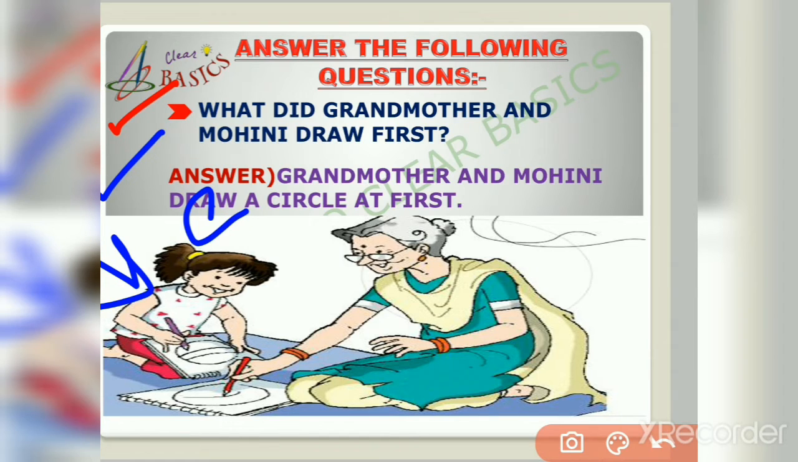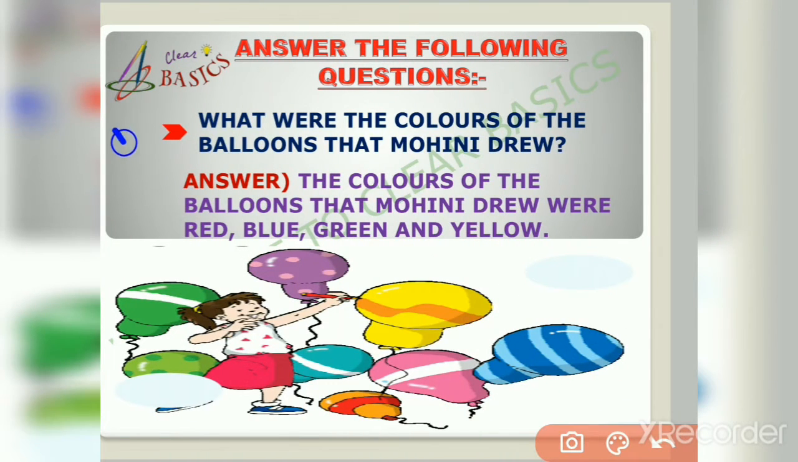Now friends, let us move on to our next question. Our next question is, what were the colors of the balloons that Mohini drew? Friends, let us take some time to think. You are correct. The colors of the balloons that Mohini drew in her copy were red, blue, green and yellow. Friends, I hope you all have understood the answers clearly. Now let us move on to our next slide.